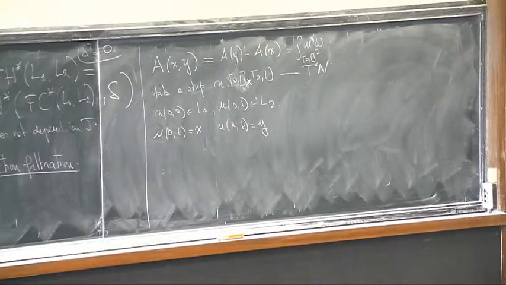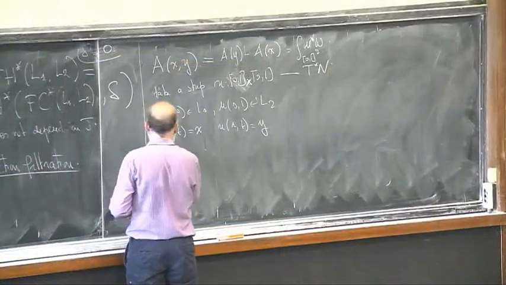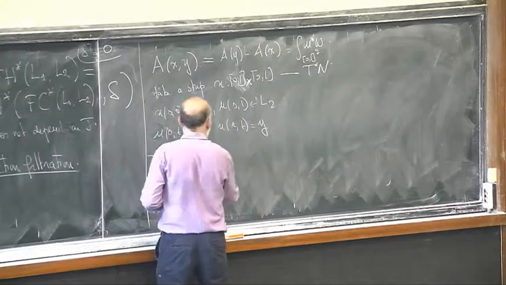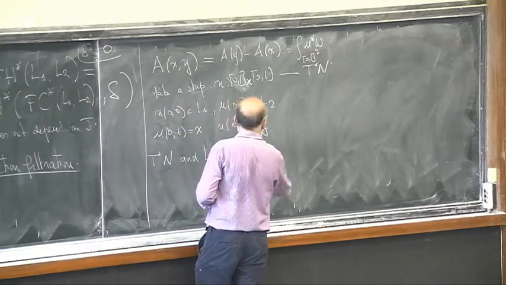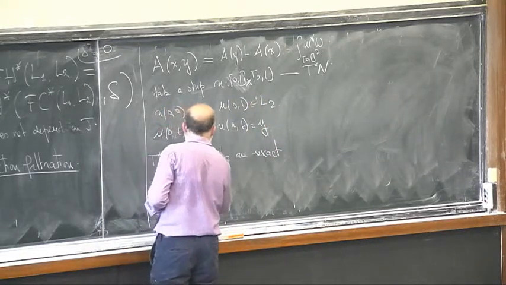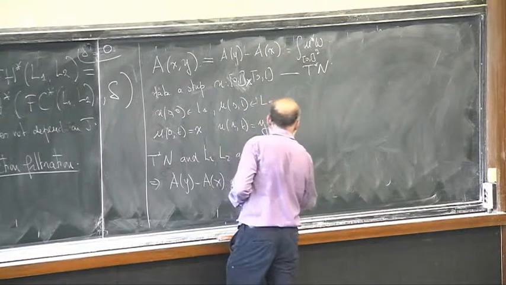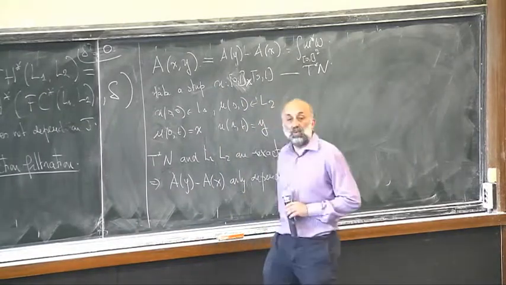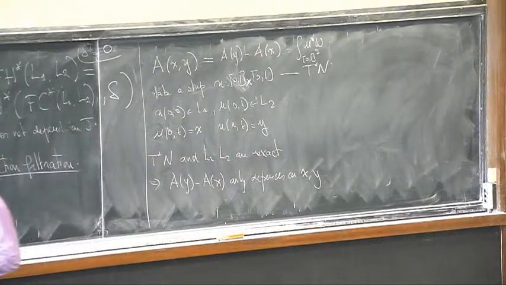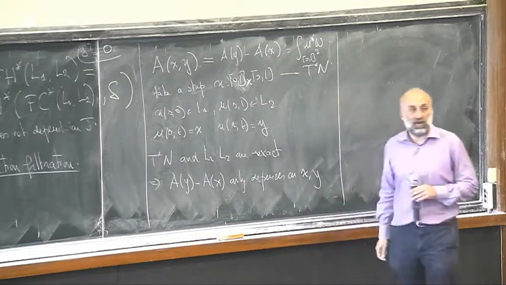And the fact that the manifold is exact implies that A of y minus A of x only depends on x and y, and not on the choice of the square. That's easy to check. It's essentially Stokes' formula.